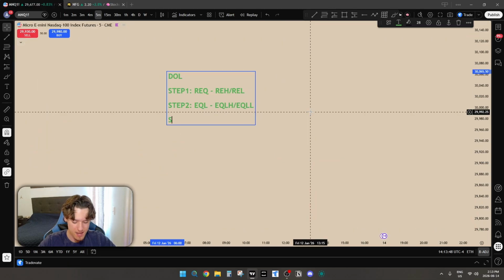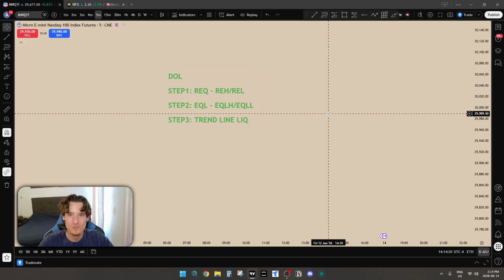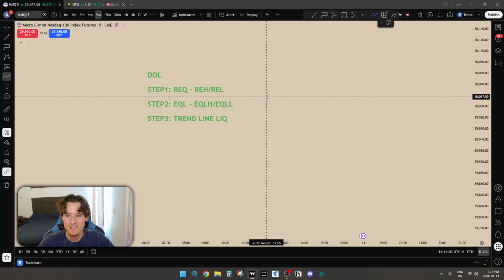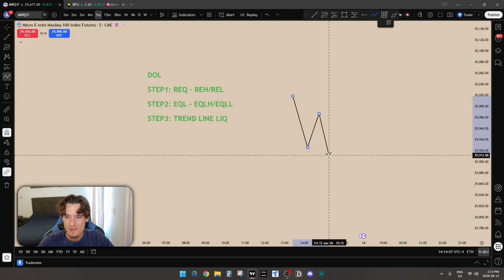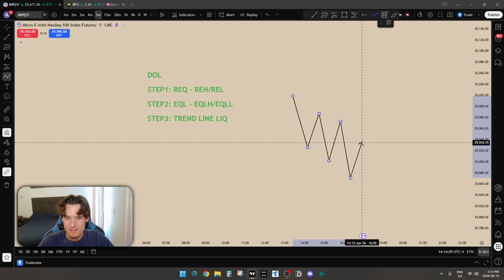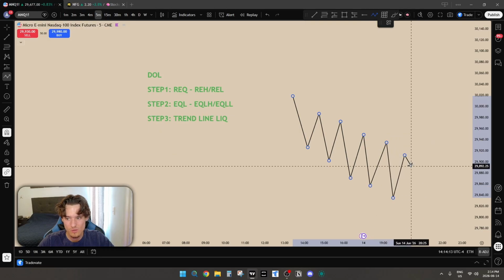All right, last but not least, step 3. What do we have? This is probably the most important one, and it is trend line liquidity. Trend line liquidity. What is it? So let's draw out an example. As you guys already know, when we are making relative equal highs, we are also creating trend line liquidity.